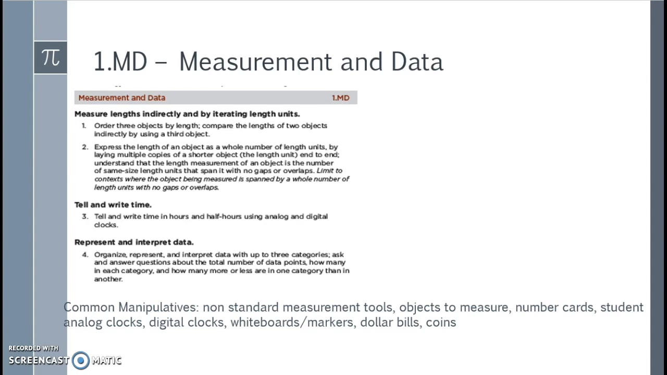Some common manipulatives: we're still going to use those non-standard measurement tools that we used in kindergarten. We need objects to measure, perhaps number cards, analog and digital clocks, whiteboards, markers, dollar bills, coins, anything that we can grasp our hands on.